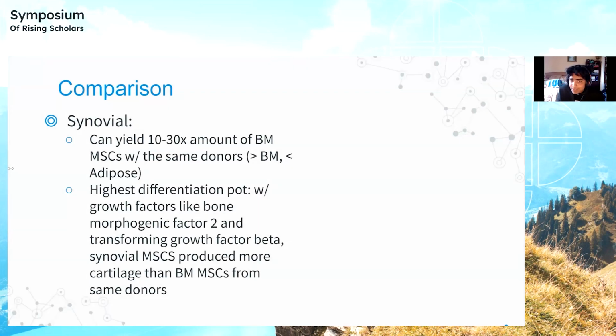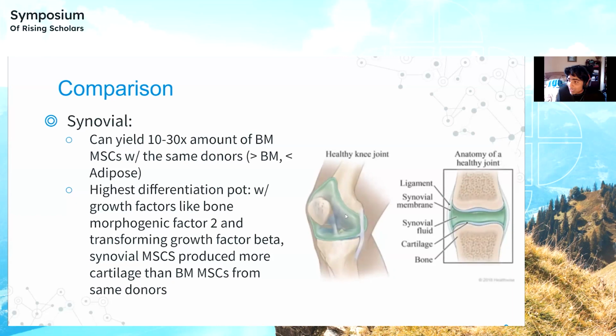And the final main MSC source is the synovial MSC, which is derived from the synovial membrane, which is kind of from a joint in our body. It too has higher differentiation potential than bone marrow, of over 10 to 30 times. And when certain growth factors, such as bone morphogenic factor 2 and transforming growth factor beta are introduced, synovial MSCs induce more chondrogenic differentiation from bone marrow MSCs from the exact same amount of donors.